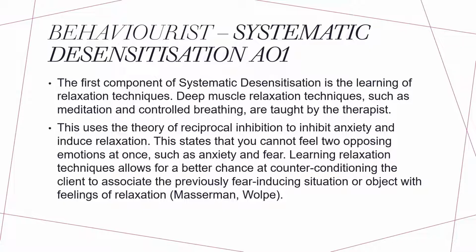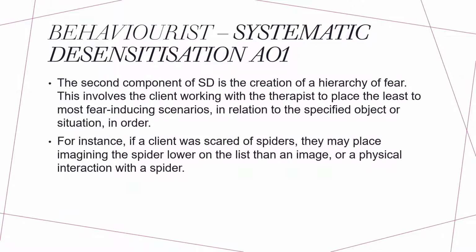The first component of systematic desensitization is the learning of relaxation techniques. Deep muscle relaxation techniques such as meditation and controlled breathing are taught by the therapist. This uses the theory of reciprocal inhibition to inhibit anxiety and induce relaxation. This states that you cannot feel two opposing emotions at once, such as anxiety and fear. Learning relaxation techniques allows for a better chance at counter-conditioning the client to associate the previously fear-inducing situation or object with feelings of relaxation. So this is reinforced by Masserman and Wolpe.